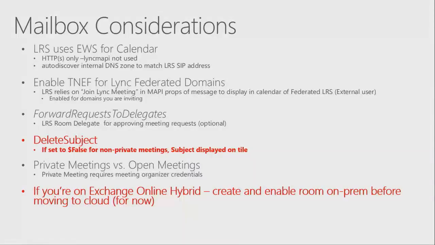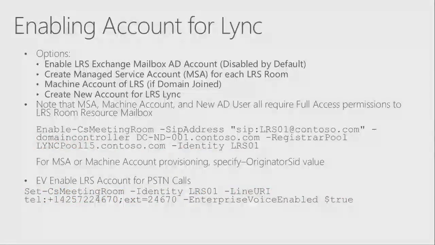Then we're going to enable our account for Lync. There's a lot of great stuff on this screen. You know what I would do if I were you? I'd go to loworld.com and download Pat's script, and I'd use that. But here are the commands. We create our MSA, our machine accounts, our new account in Lync, it's a meeting room. And then EV enable your LRS. I can't see a reason why you wouldn't want to EV enable your LRS.